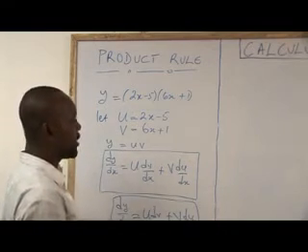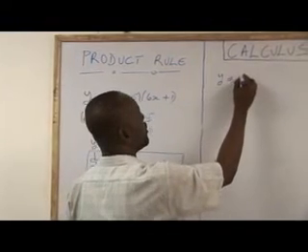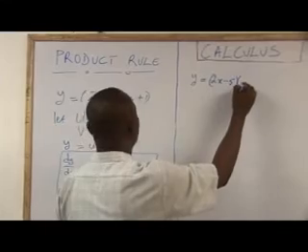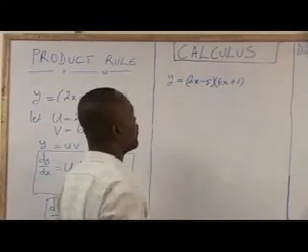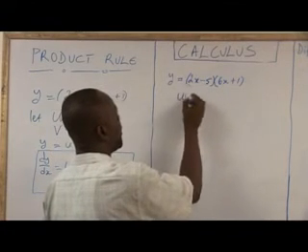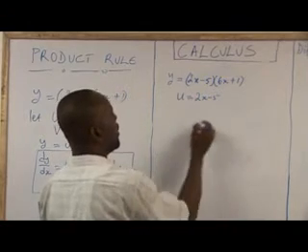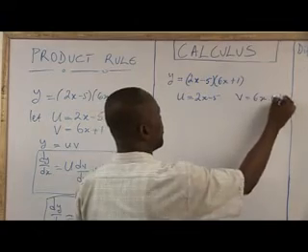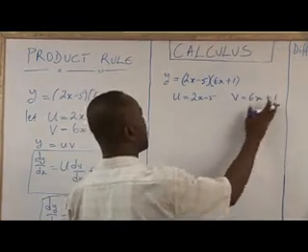Let's differentiate that quickly. Here we have y is equal to 2x minus 5 by 6x plus 1. We have a product here. So let u be 2x minus 5, and let v be 6x plus 1.